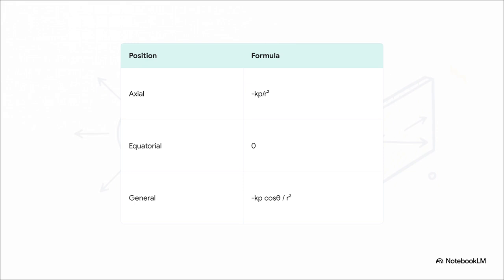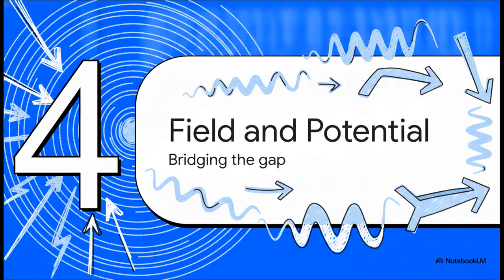But look what happens on the equatorial plane where theta is exactly 90 degrees. The cosine of 90 is 0. Physically, this makes total sense because any point on that equator is exactly equidistant from both the positive and the negative charge. Their potentials perfectly cancel each other out, which mathematically guarantees that moving along a dipole's equator requires 0 work. None at all. Next up, section 4, the field and potential relation.